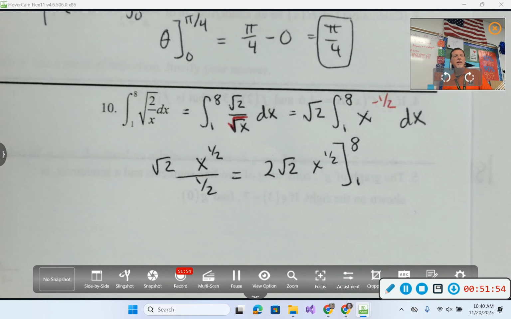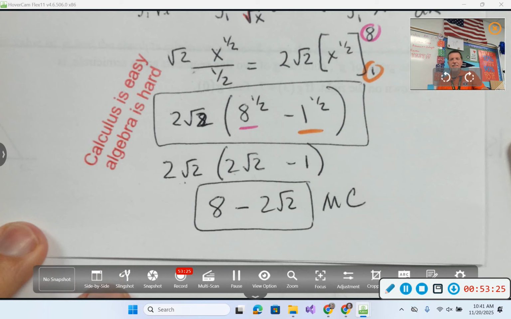And then here's why I picked this problem, because algebra. If I distribute 2 root 2 times 2 root 2, what's 2 root 2 times 2 root 2? 8. 2 times 2 is 4. Root 2 times root 2 is 2. All that to get 8. And then 2 root 2 times 1 is just 2 root 2. There's my multiple choice answer. Calculus is easy, algebra's hard, right? That's why I picked that problem.